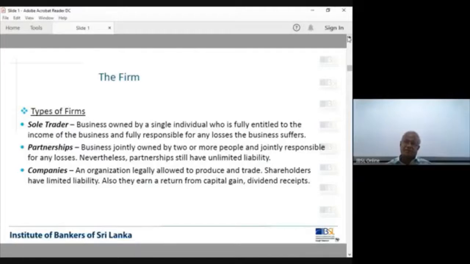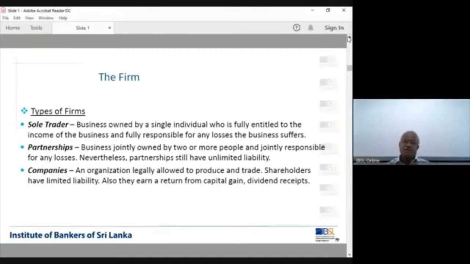Company, that's another arrangement. That is partnerships. Or a company is also the same. You have to have a certain number of locals on the board of directors, right? They are qualified people, right? Then the companies: an organization legally allowed to produce and trade. Shareholders have limited liability. Now the company is more organized.